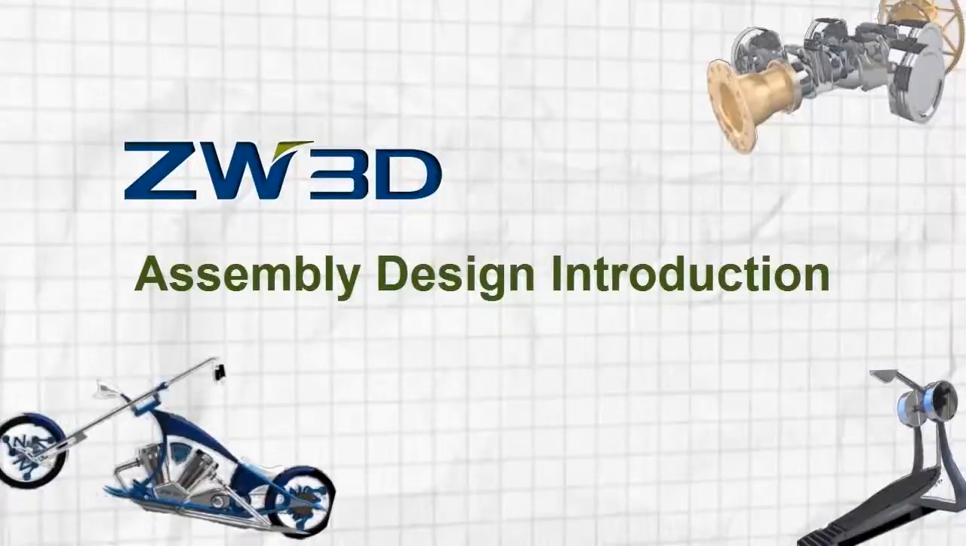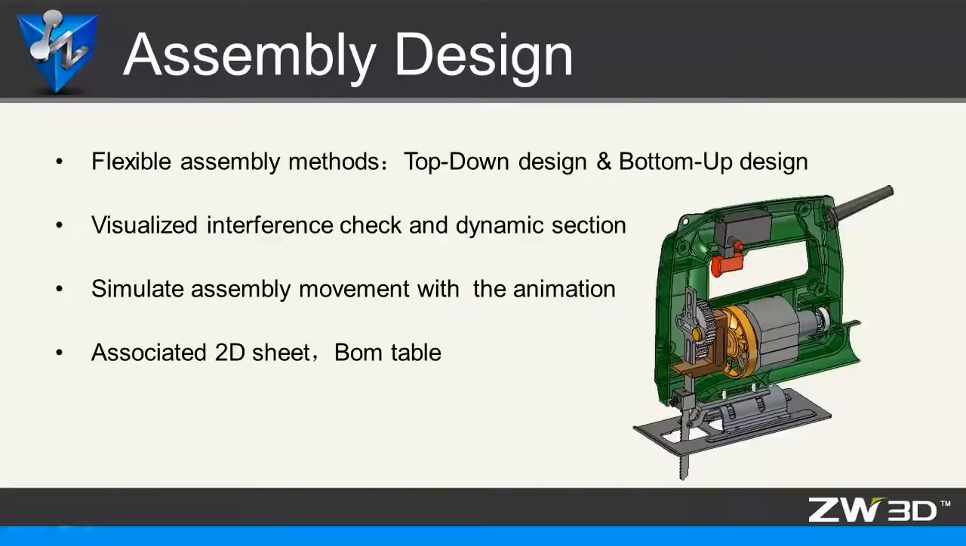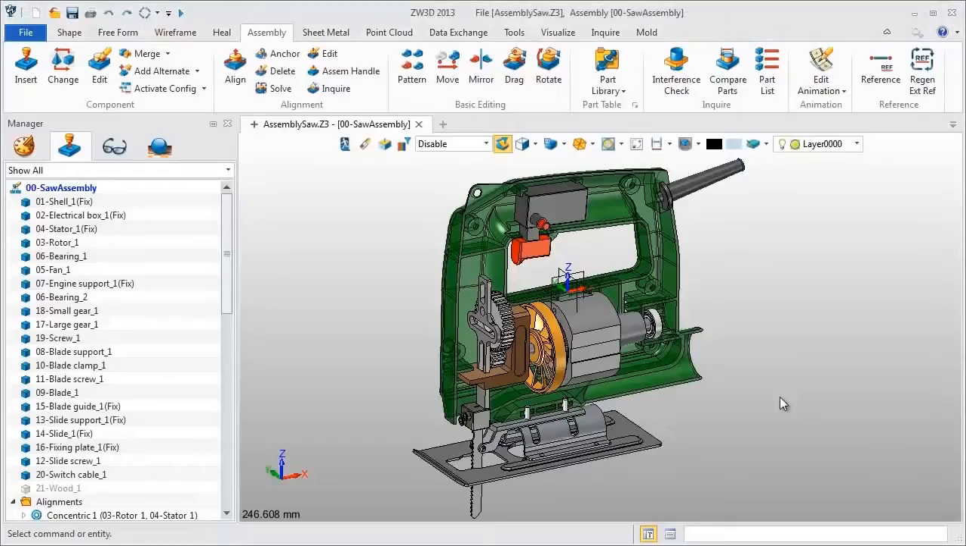Assembly Design Introduction. ZW3D supports flexible assembly methods, top-down design and bottom-up design. It's easy to make visual checks and simulate movement with interference check, dynamic section and animation tools. Associated 2D sheet and bom tables can also be created.